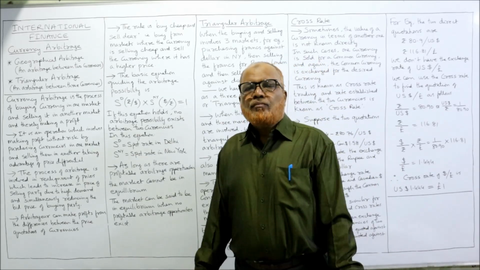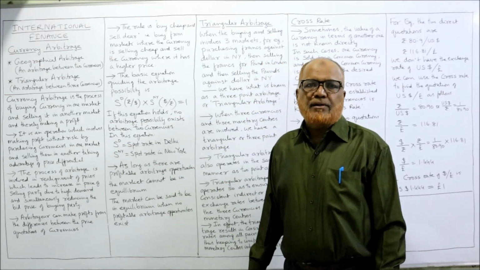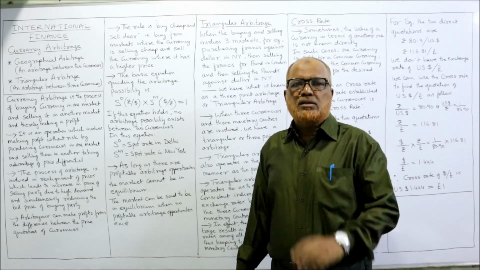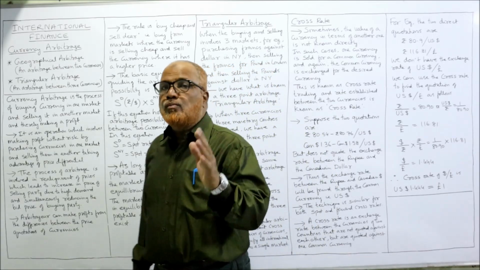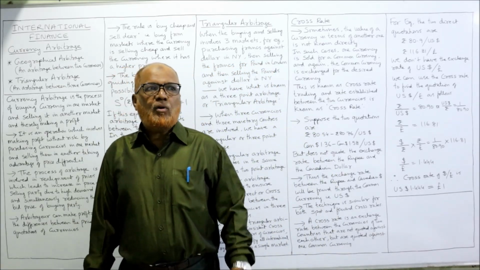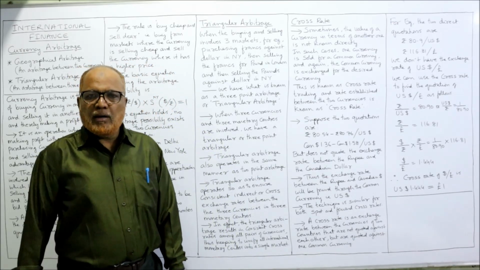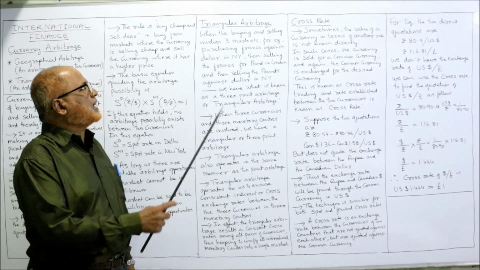So this is the explanation regarding two-way arbitrage or geographical arbitrage, arbitrage involving two currencies. Now next one is triangular arbitrage. This is more important from the examination point of view, and also we have to do problems on triangular arbitrage. First of all, understand the concept of triangular arbitrage.